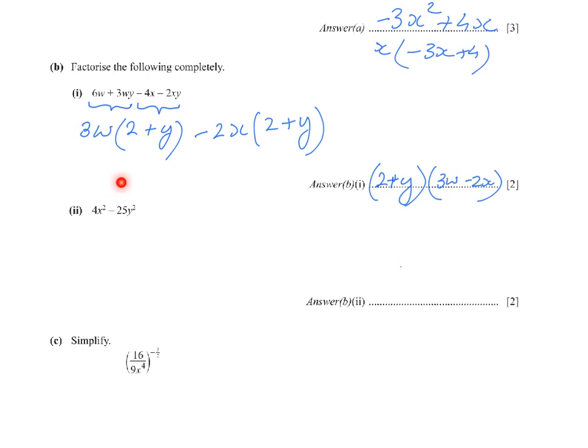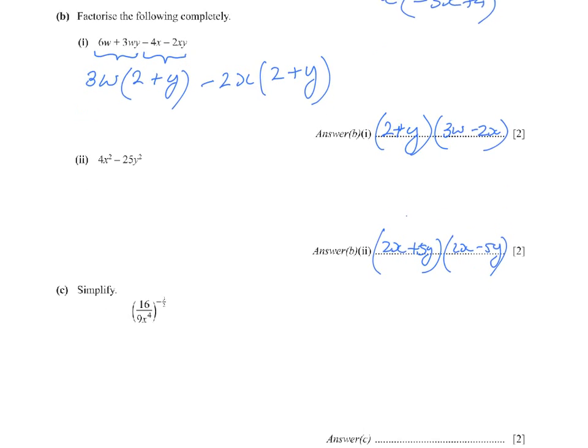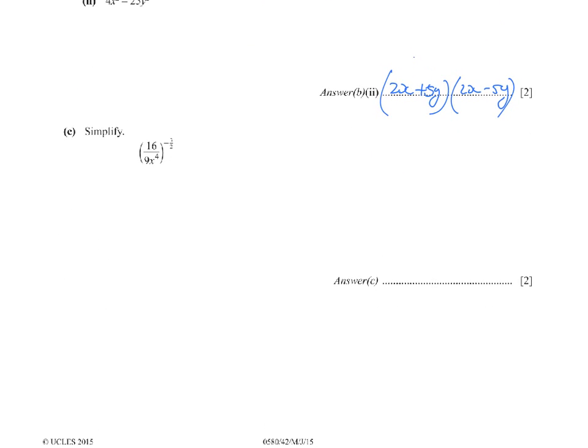Next one: is there a common factor? No. Is it grouping? No. Is it the difference of two squares? Yes. 4 is a square number, x squared, difference. 25 is a square number, y squared is too. Again, if you study, you identify them quicker. So you just take the root of everything, so 2x plus 5y, 2x minus 5y, and you thank the examiner and you give yourself a high five because we're doing really well. Just make sure you don't make any silly mistakes there.